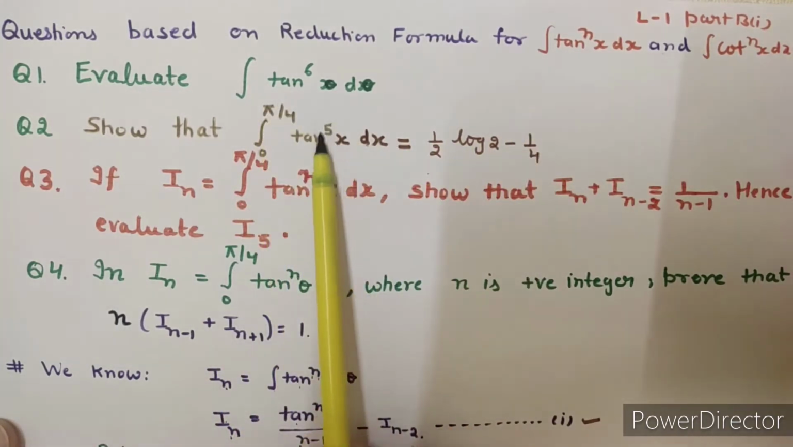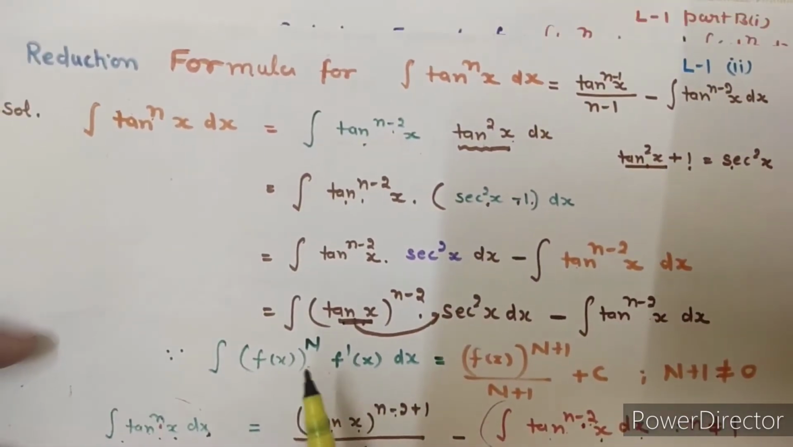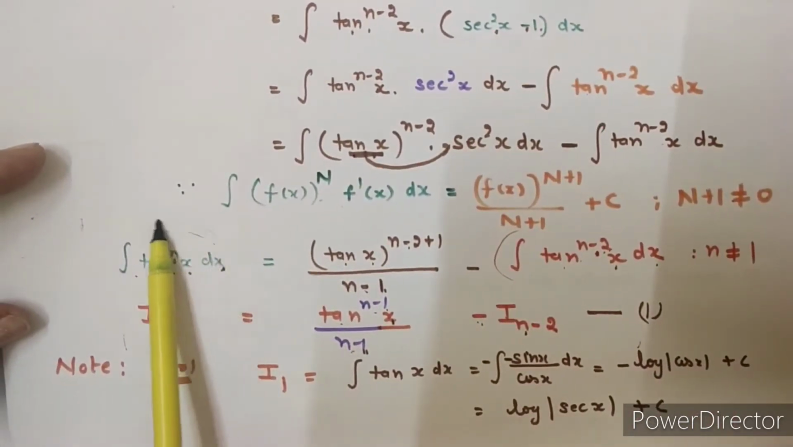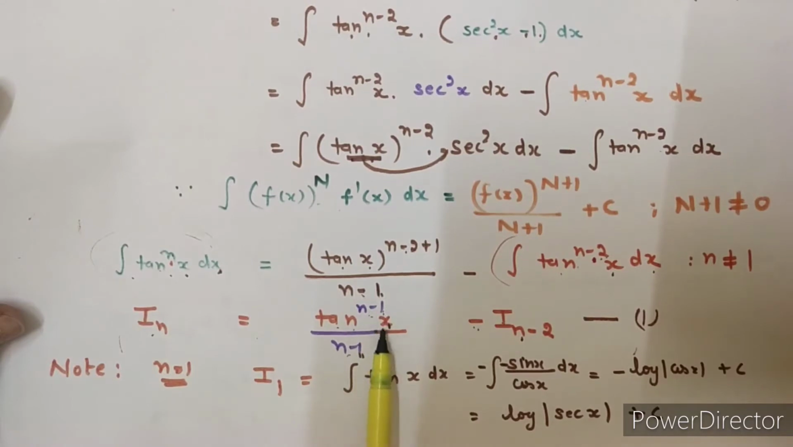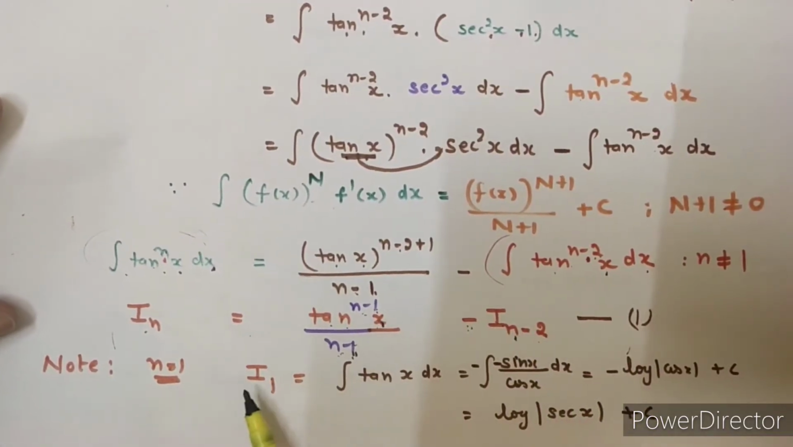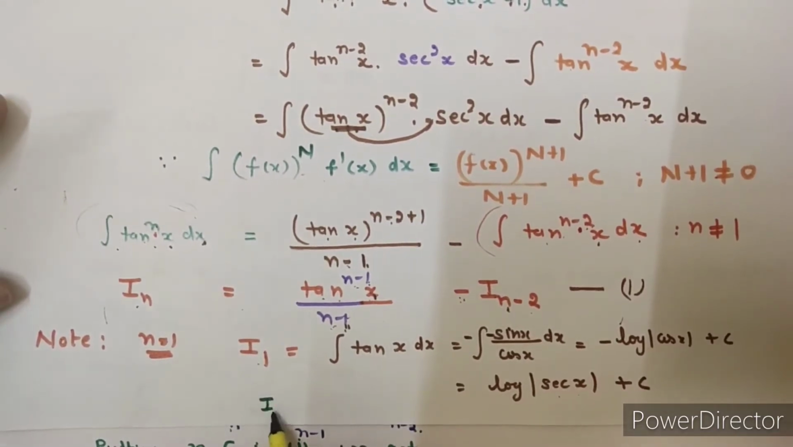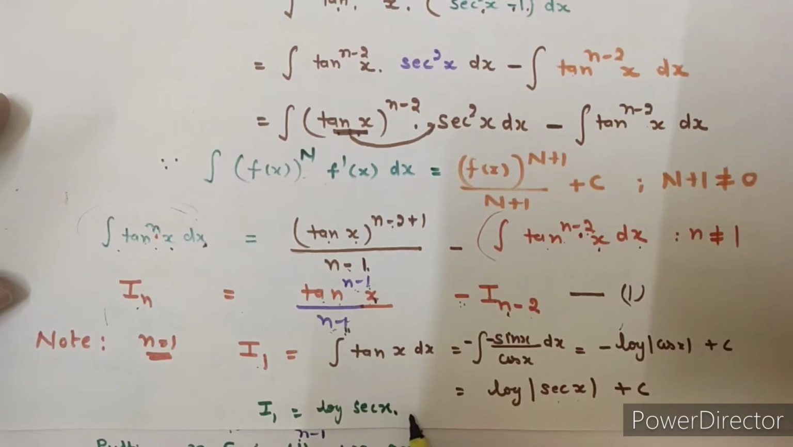So to find this integral and all these questions, I first solve my lecture 1 part A. In lecture 1, I told you how to find the reduction formula for the integral of tan^n x dx, and it is given by this formula. In first lecture, part A, I told you if I suppose this is In, then In is equal to tan^(n-1) x upon n minus 1 minus I(n-2). And if n is equal to 1, I also calculated I1 is equal to log of sec x. Okay, so here I1 you are taking, this is log of sec x. Okay, so I will use all this directly.